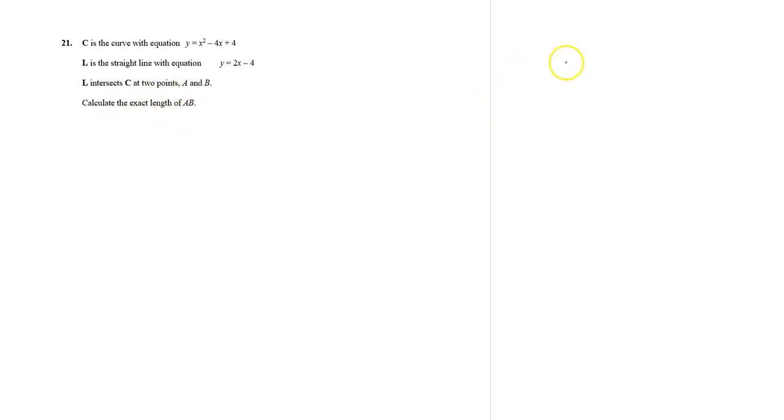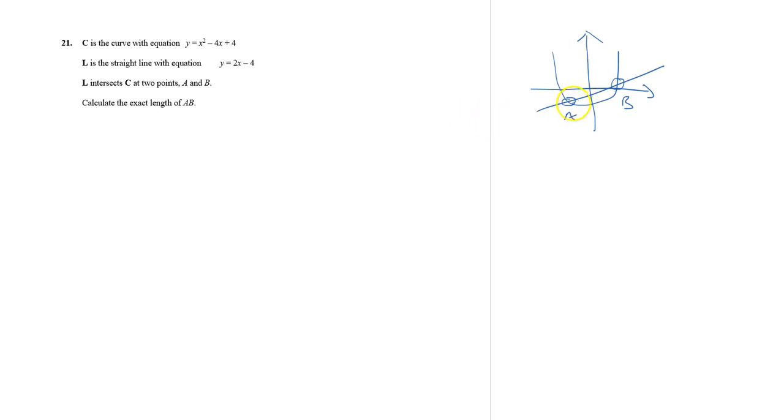Now, what this basically means is that we've got some curve and some straight line, and what it wants us to do is work out how long. So let's imagine that was A and that was B. Obviously, this is just an example. It's not this exact curve or line. But what it's asking for is the length of this line. So what we're going to need to do is work out what the coordinates are, and then we can use Pythagoras to work out the length.